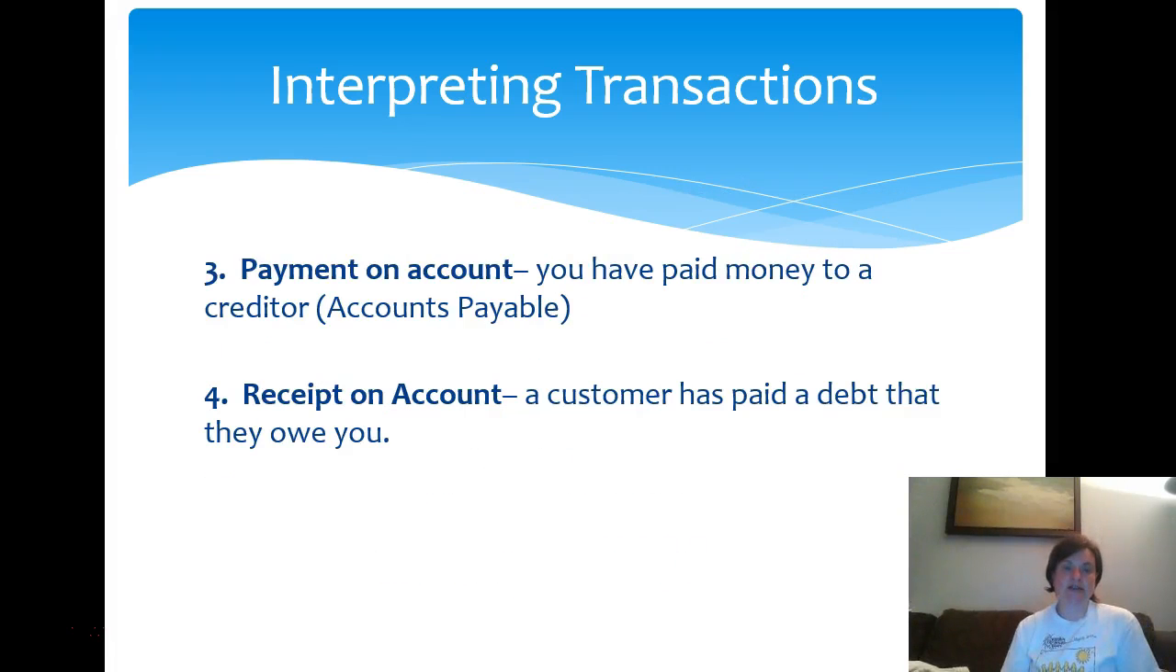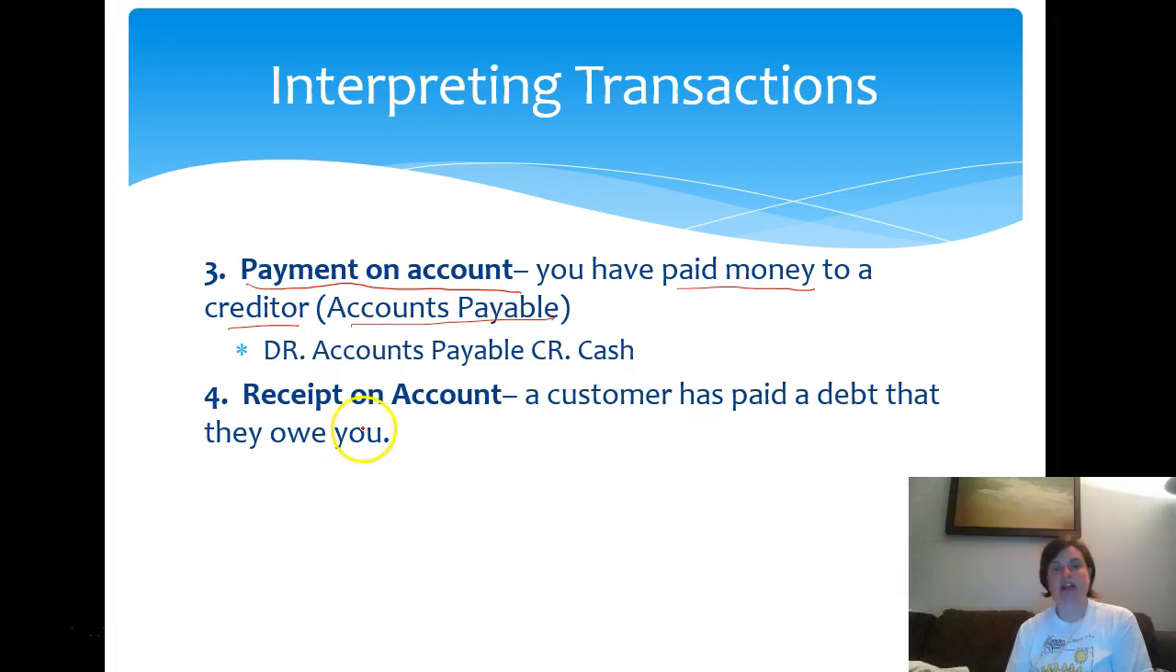The next one is payment on account. So sometimes the business will make a payment that was on account. What that means is that they've paid money to a creditor or an accounts payable. That entry is always going to be the same. We're going to debit our accounts payable and credit our cash. We're going to reduce our accounts payable, or debit our accounts payable, and we're going to credit cash because cash goes down as well.